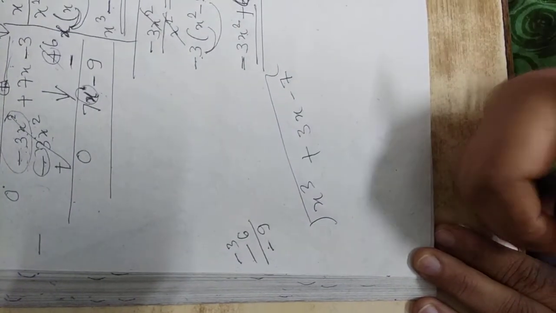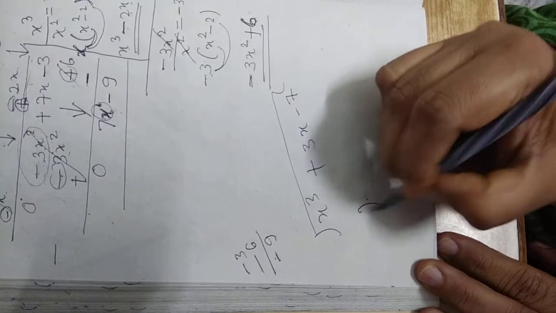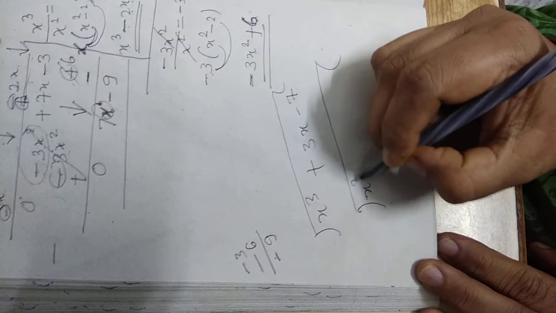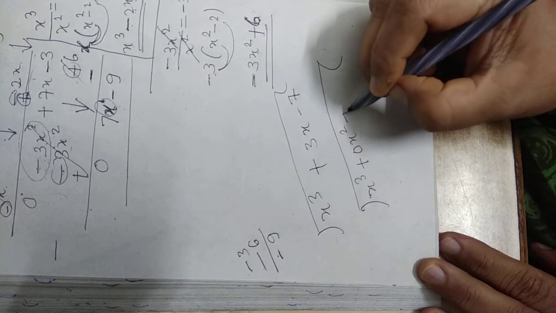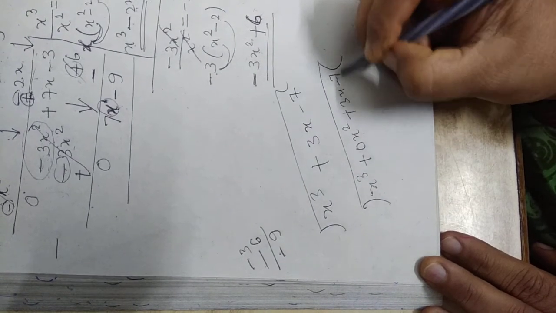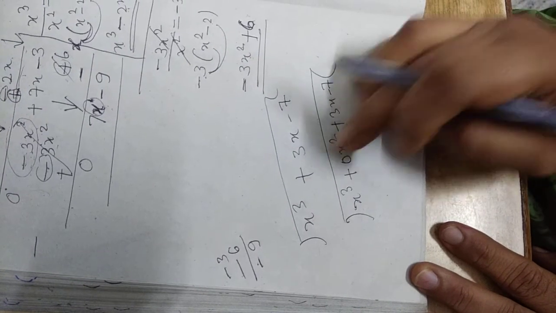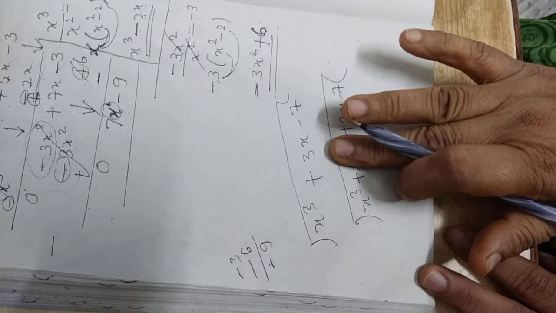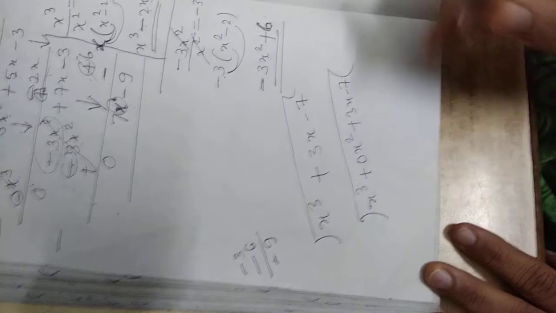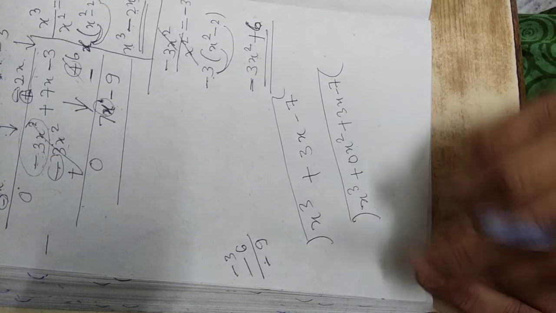One term is missing, so don't get tension. What you have to do is write it this way: x cube plus 0x square plus 3x minus 7. Whichever terms are missing, you have to write them with 0, because 0x square means 0. 0 means there is no term. So if you write it in this way, while dividing you will not face any problem.